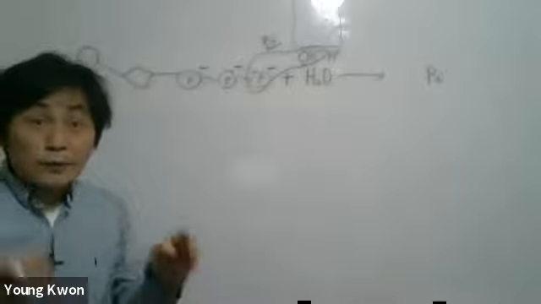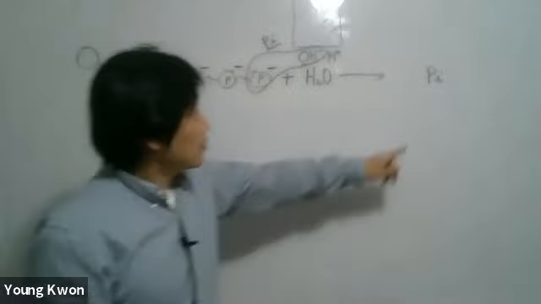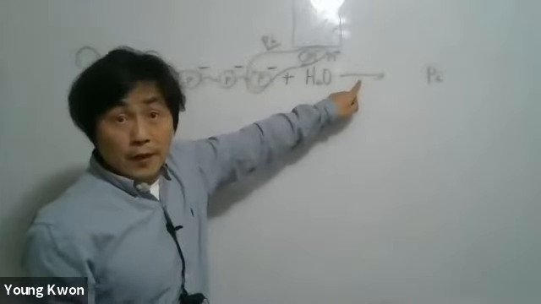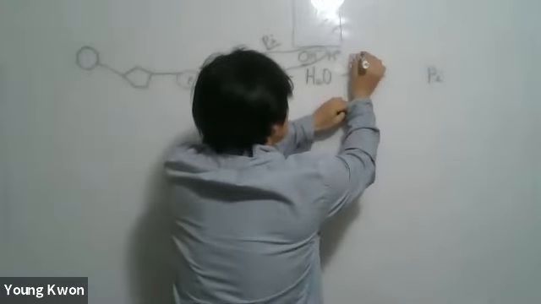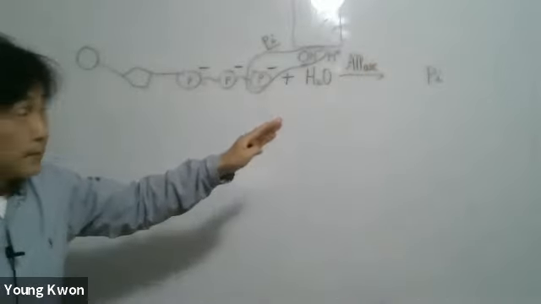Actually, first, this left side we call the substrate, this right side we call the product. And we have an arrow, and we need the enzyme. In this case, ATPase. This enzyme, right?